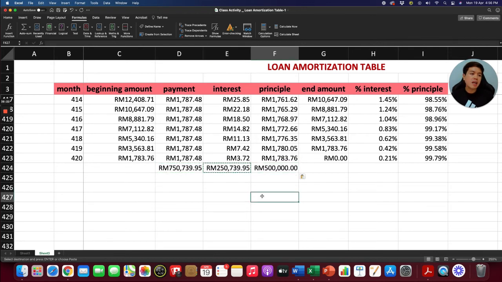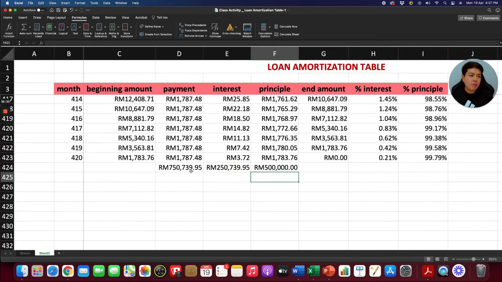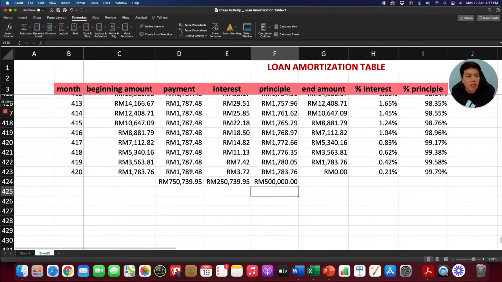It becomes higher actually. It becomes more. So if you borrow money from the bank for a longer period of time, basically at the end, you will pay back the bank a lot more. Lagi banyak.